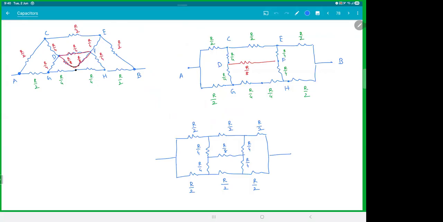Clear with this? This is how symmetrical circuits will look like. And that's what I said. Whatever you learn here, the exact same thing you can apply in current. It won't matter much, except the series parallel.